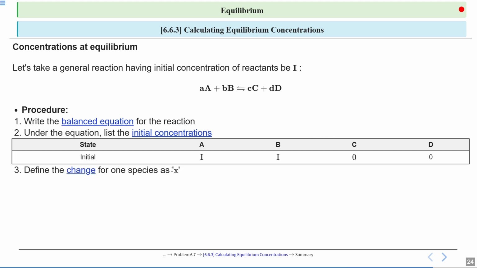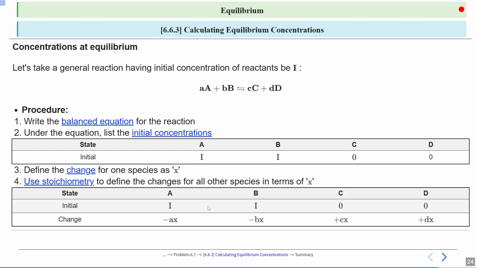Then what is the change? Suppose we denote this change as X. Therefore, using the stoichiometric coefficients, if the change is X, then ax will be deducted from the initial concentration of A, and bx will be deducted from B. Then, if the coefficient is c, cx will be formed for C, and dx will be formed for D. So what we are using here are the stoichiometric coefficients. See, these are all stoichiometric coefficients if X is the change.